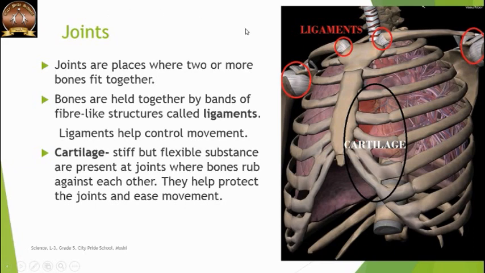Joints. Joints are places where two or more bones fit together. Bones are held together by bands of fiber-like structures called ligaments. Ligaments help control the movement of bones. Cartilage is a stiff but flexible substance that is present at joints where the bones rub against each other. It helps protect the joints and ease movement at the joints.